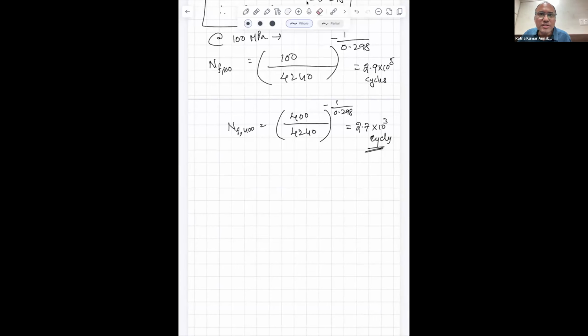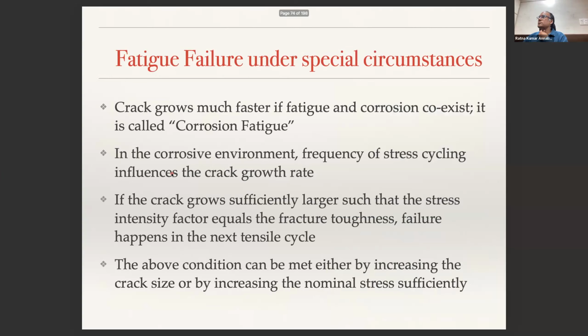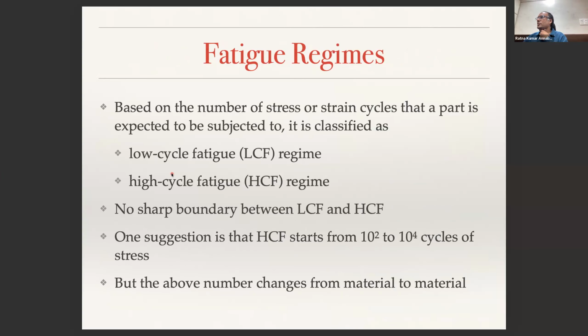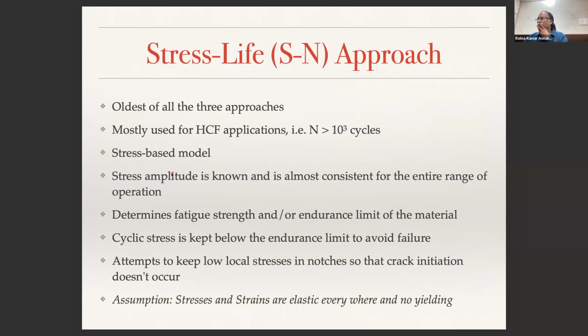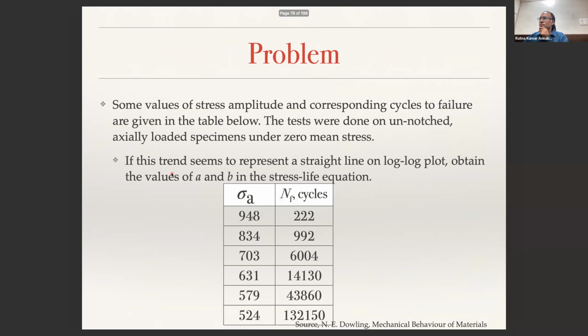Yeah, so let me change the screen. Now let us look at another problem. You're able to see the screen, right?